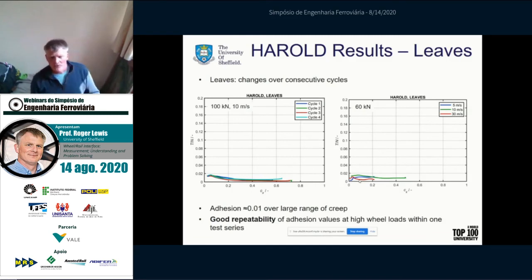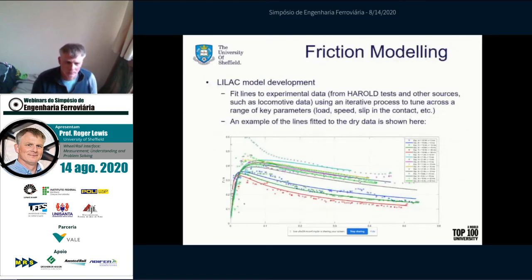We found even as the layer was degrading and being worn away over repeat tests, the friction levels stayed very low. So we've got an interesting new testing technique now that can, at least on its own, be used for testing mitigation products, which is good.